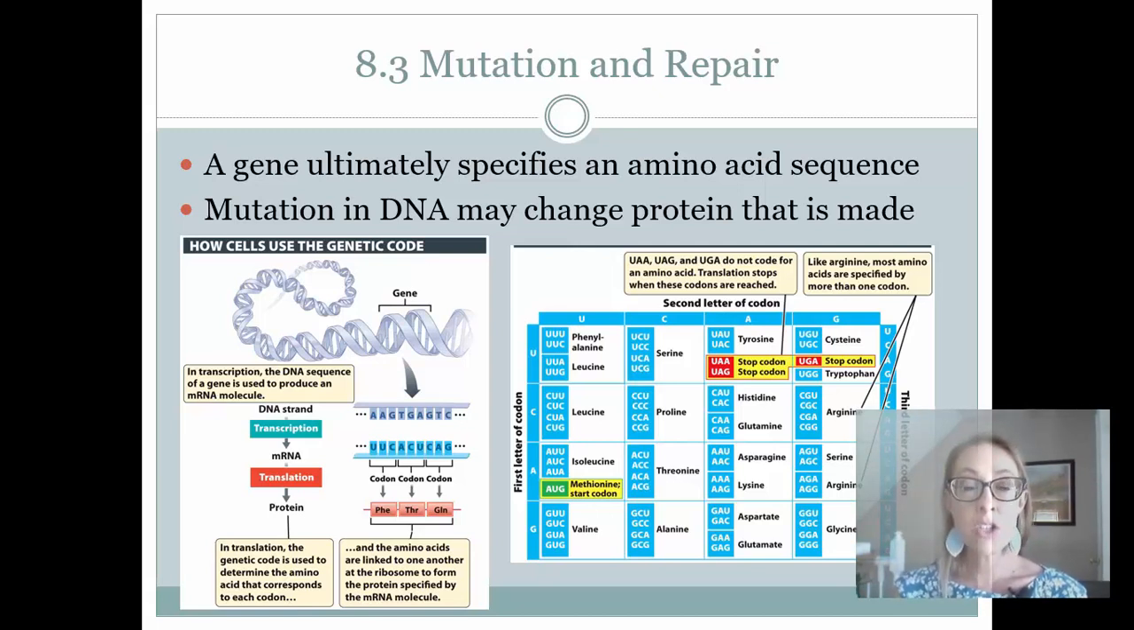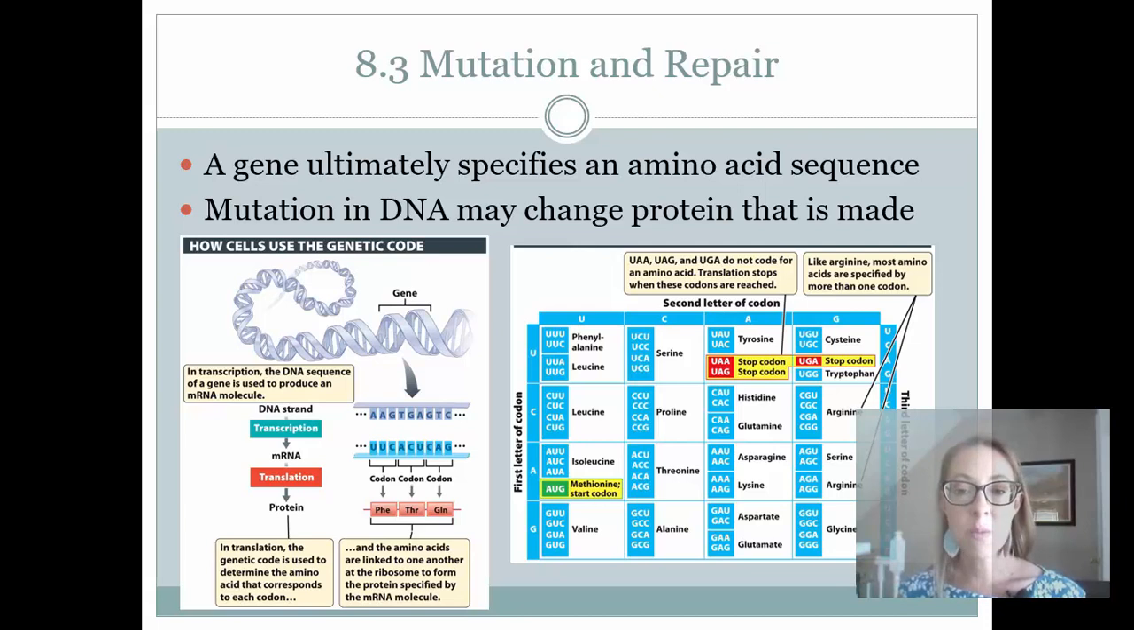Well, if they need to have a place to start, they also have a place that they need to end. The 3 stop codons are depicted over here in red. UAA, UAG, and UGA do not code for any amino acids. They are stop codons. When a ribosome gets to these codons, that's how it knows the protein is finished. We'll talk more about how we use this in a little bit.